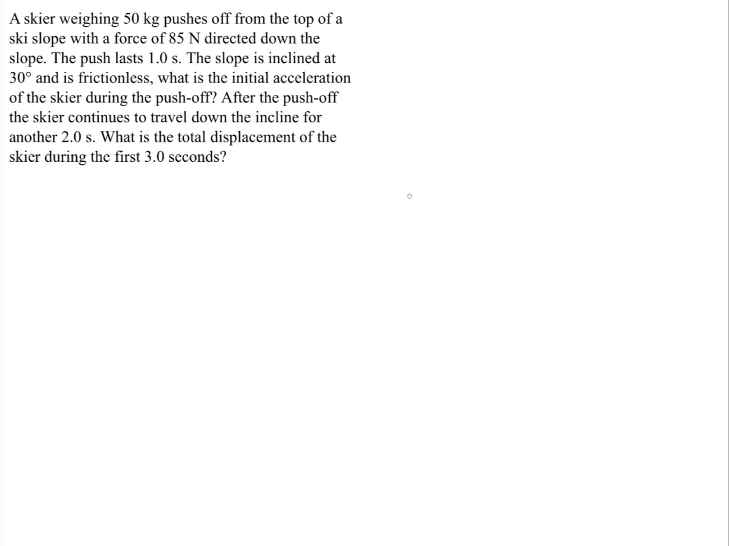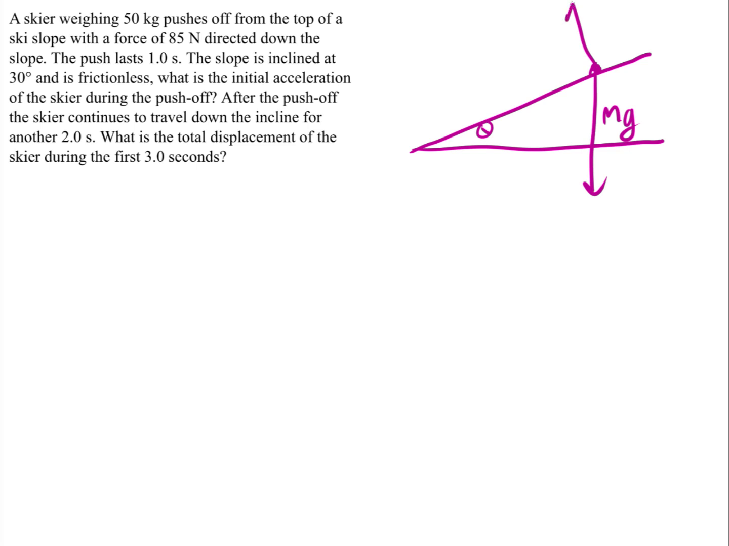So, to figure that out, let's start by drawing a free body diagram. Let's say that this is the slope. This is the angle, theta, which we know is 30 degrees, but I'm just going to write theta for now. Here is the skier. Since it's on an incline, you have the force of gravity acting straight down. The normal force is acting perpendicular to the incline.